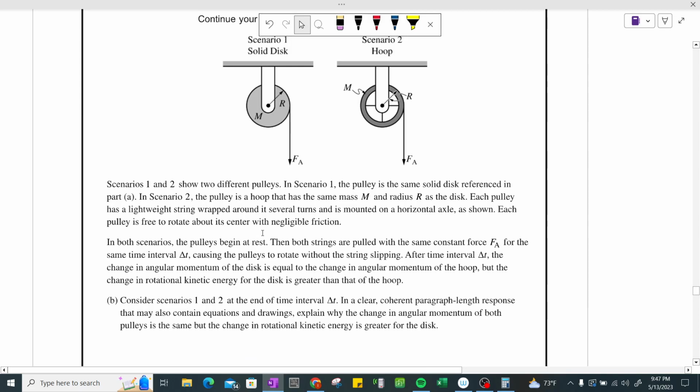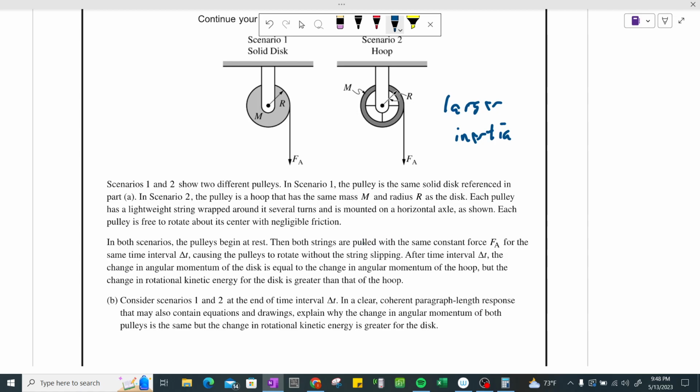Scenario 1 and 2 show different pulleys. Same solid disk reference, has a hoop that's same mass, same radius. Big thing here is that weight is more distributed towards the edge. So I'm just going to note this is a larger inertia. Our full equation would be the 1/2 m r2 squared minus r1 squared, I think. We don't need to use that here. We just know that if that weight is further to the side, it's going to make the inertia larger. It's free to rotate about its center with negligible friction. All that's the same.